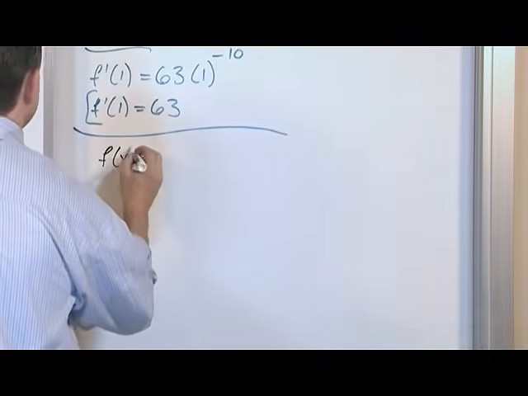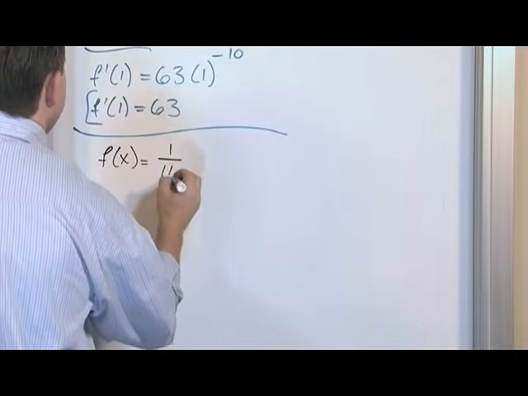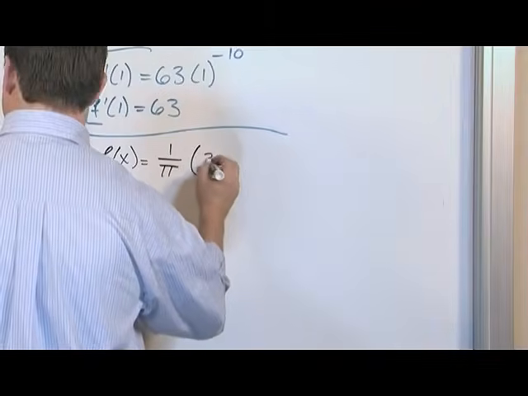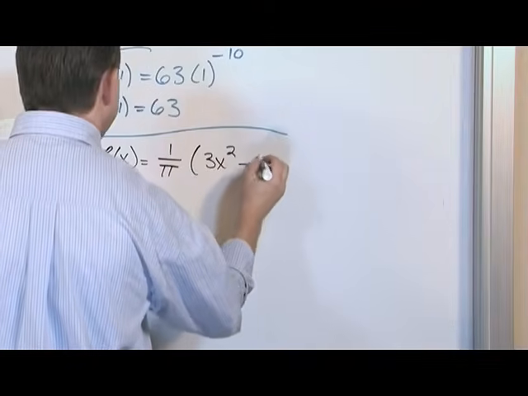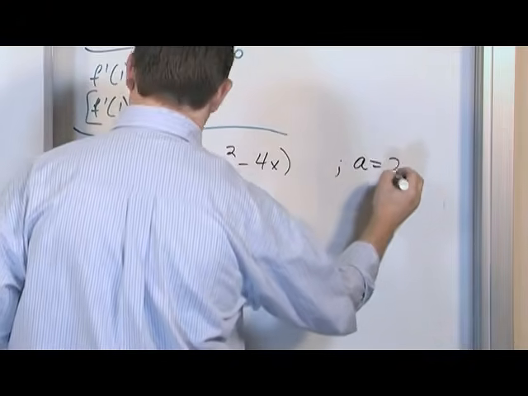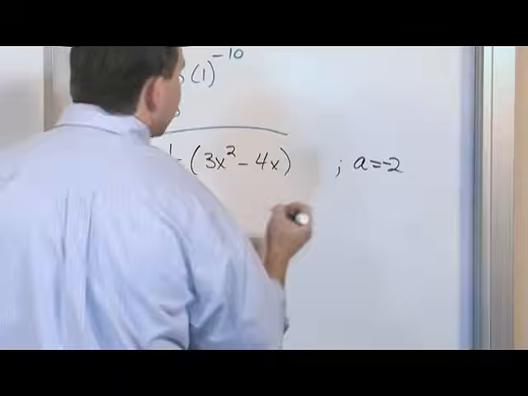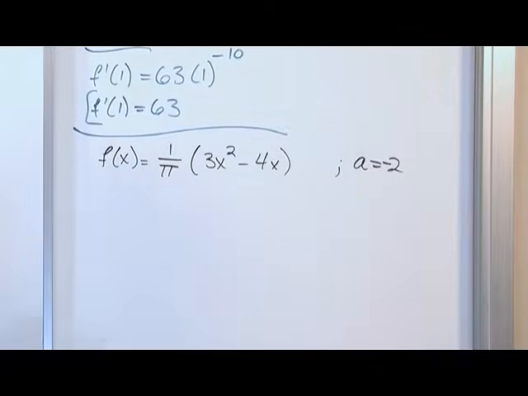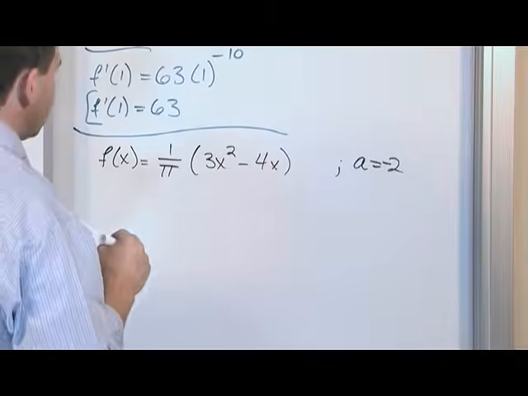f of x is equal to 1 over pi times (3x squared minus 4x). And I want to do that at a is equal to 2. Let's do it at a is equal to negative 2, actually. Okay? So here's a function. How do I take the derivative of this function?